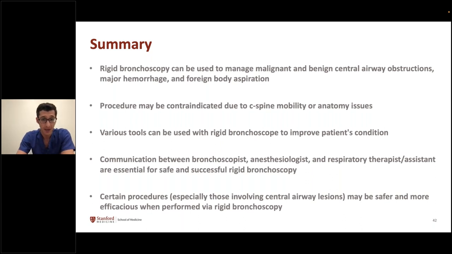And then lastly, I hope we were able to highlight some procedures or indications, especially those involving central airway disease, that may be performed perhaps safer and more effectively with the addition of rigid bronchoscopy.